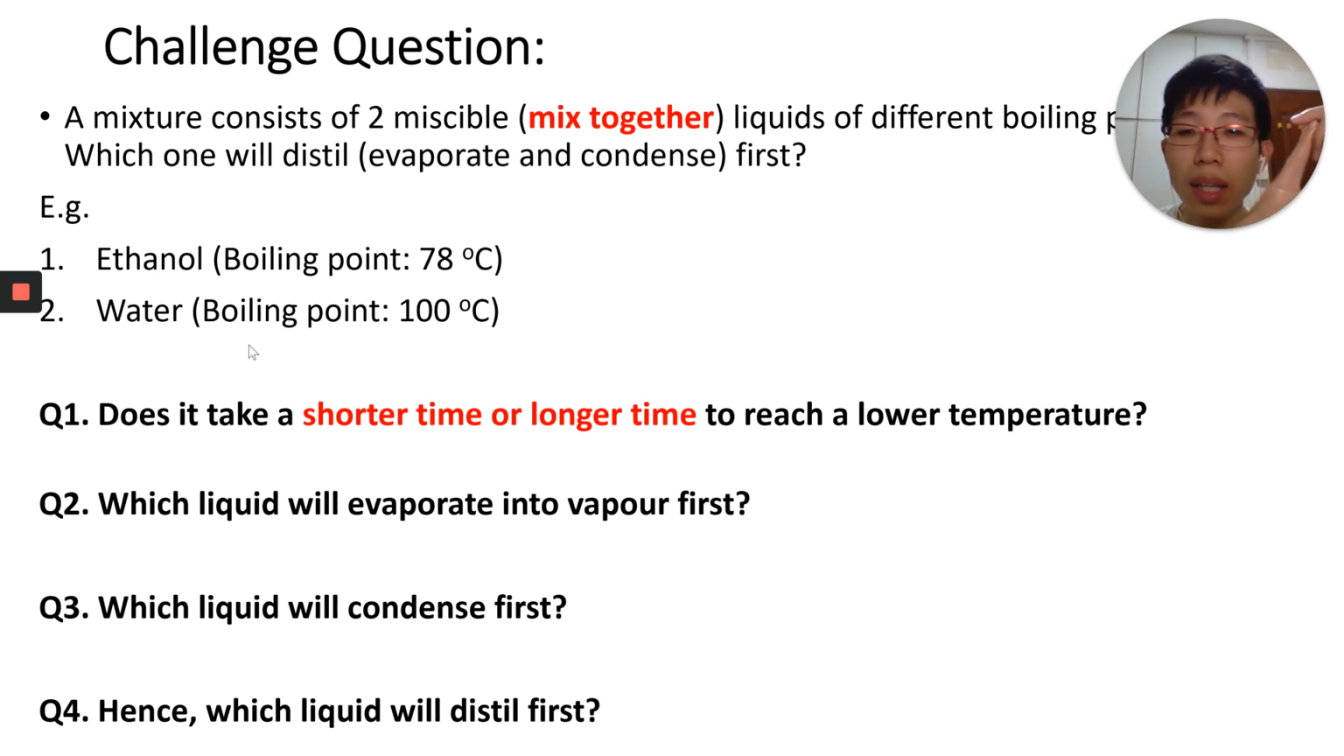So we know that a shorter time is needed to reach a lower temperature, and this means that the liquid with a lower boiling point will evaporate first and then condense first. So this means that ethanol will distill first as it has a lower boiling point. And after that, when ethanol has been completely distilled over, water will then distill over. So this is how it works.